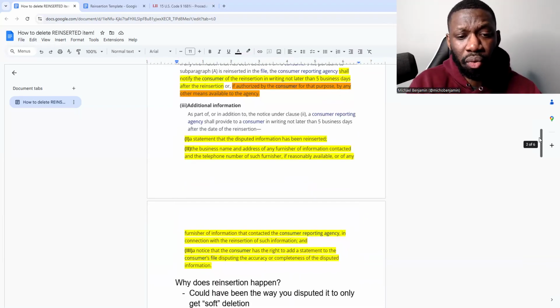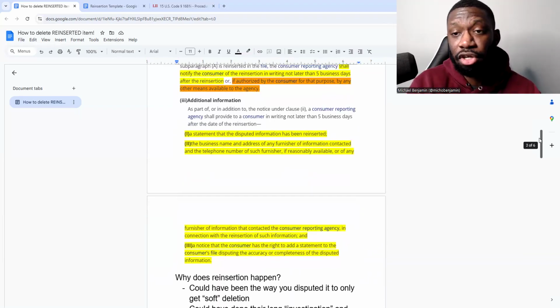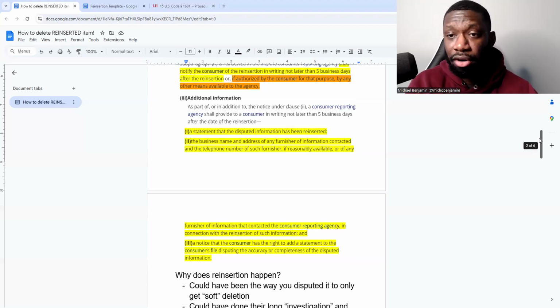Let's talk about why a reinsertion even happens. It can happen because of the way you disputed it. It could have been a soft deletion, meaning they deleted it, then did their investigation, and after the investigation they reinserted it. This often happens when people use BS methods like the human or sex trafficking stuff. You could have had a soft deletion that got reinserted. This is why you want to rely on consumer laws to get your deletion in the first place.